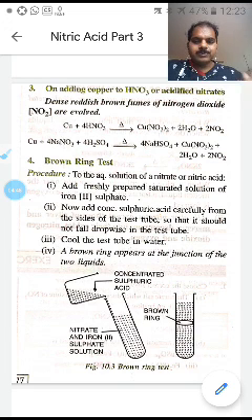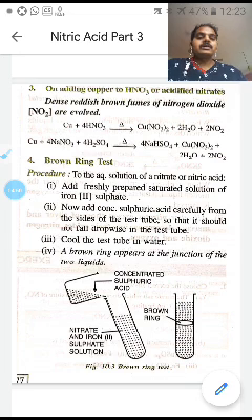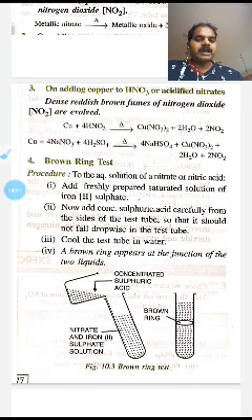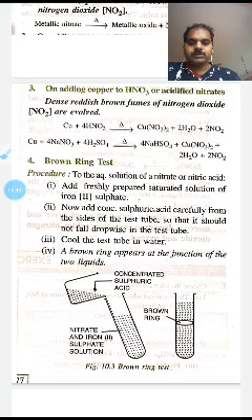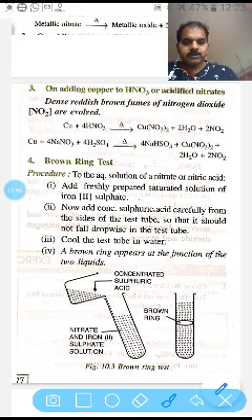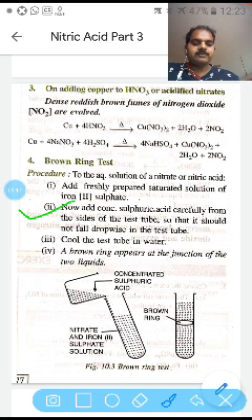Now in step 1, we prepare ferrous sulfate salt. Generally we take Mohr's salt in our laboratories as a source of ferrous sulfate. Then we dissolve it. To this we mix an aqueous solution of nitric acid or some nitrates. Okay, after that, in the next step we will mix concentrated sulfuric acid along the side of this test tube.